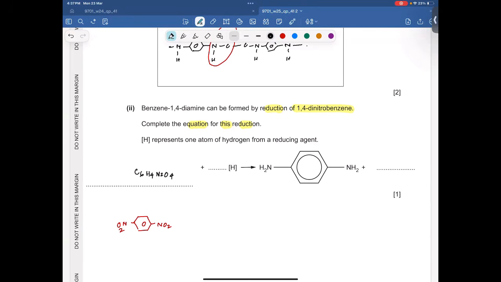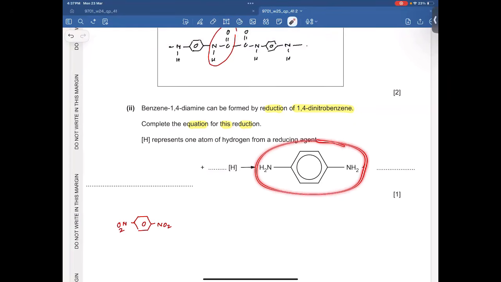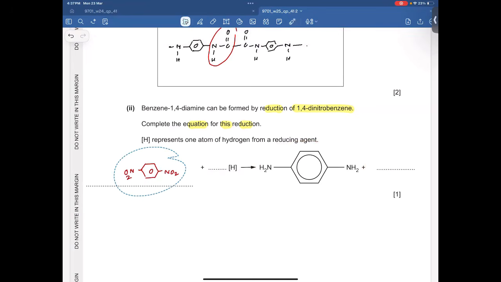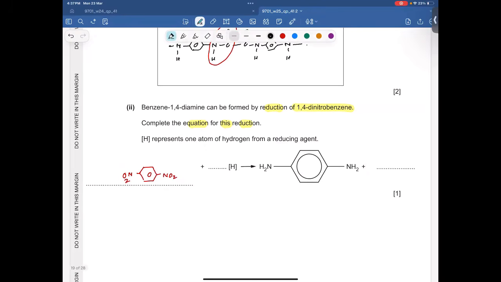That means the examiner is looking for the structure, right? So I can't write the molecular formula here; I have to write the structure as it is. But for my own satisfaction I will write C6H4N2O4, so that balancing becomes easier.